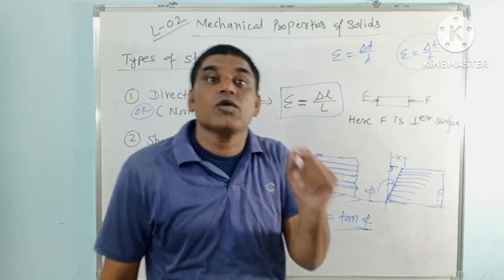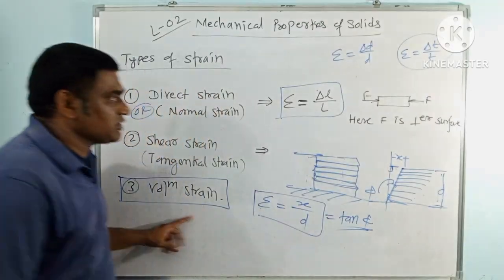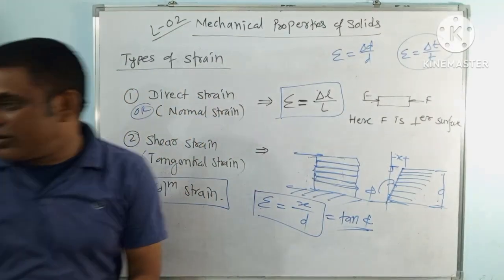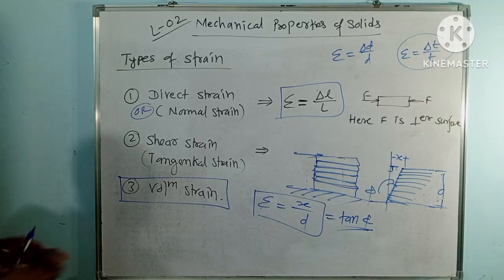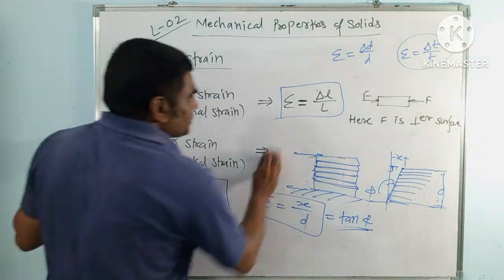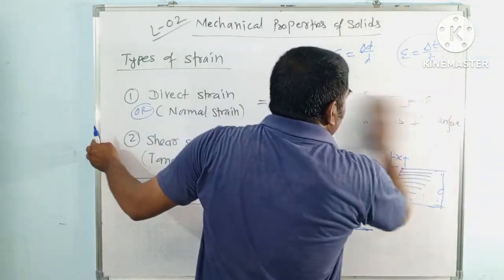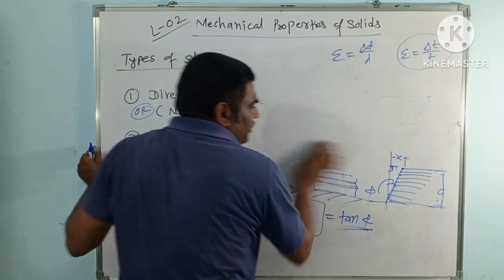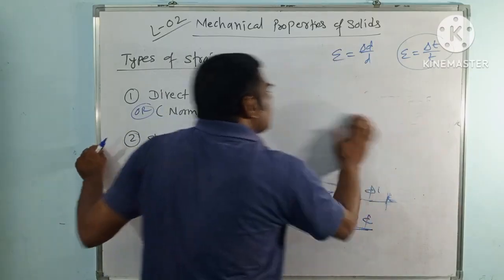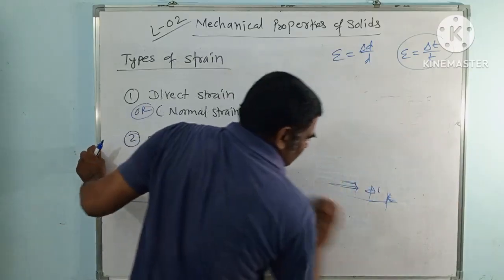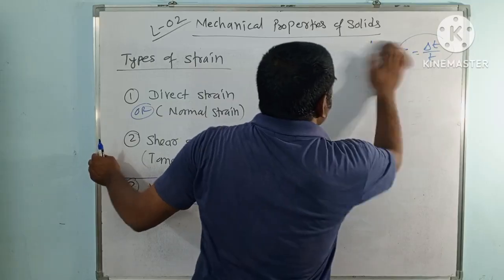Then volume strain. Let us talk about volume strain. Note this first. Come on, pause the video and note. Volume strain, the third one. All strain, whatever may be the type, has no unit. It's unitless.